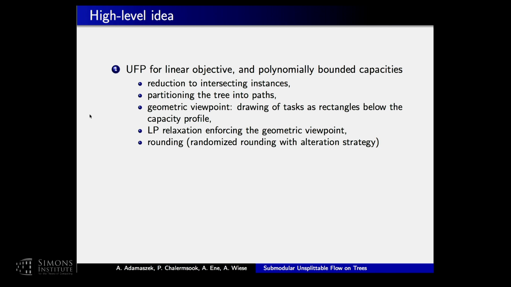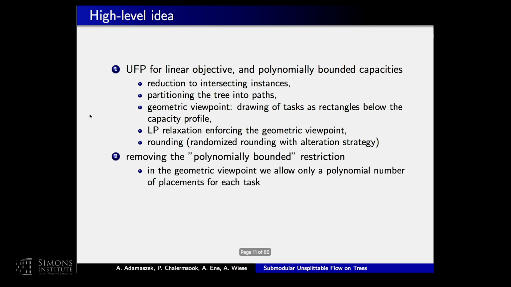And then with these additional constraints, we will write an LP. And then we will round this LP using randomized rounding with alteration. That will give us an algorithm for linear objective and for polynomially bounded capacities. Later, we will show how to remove the restriction that the capacities are polynomially bounded.